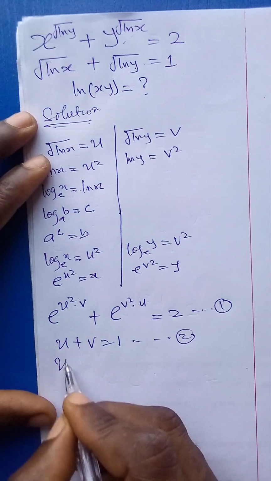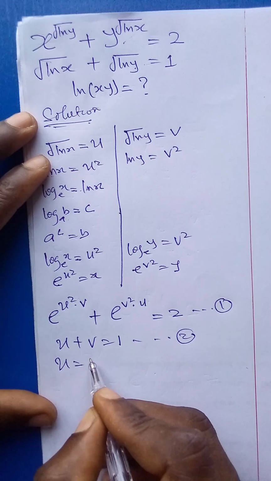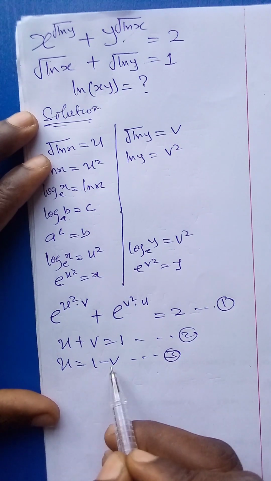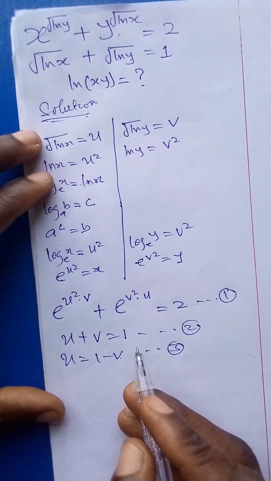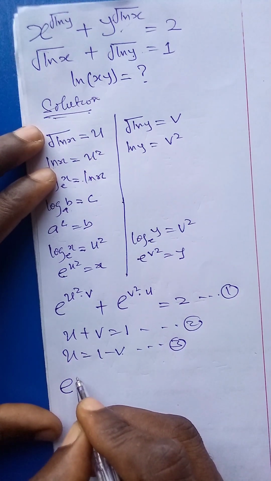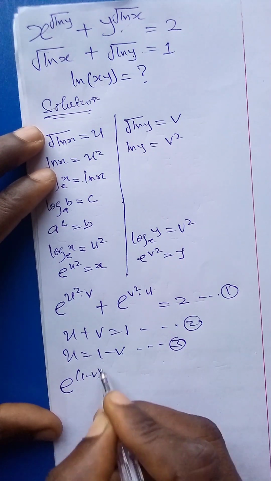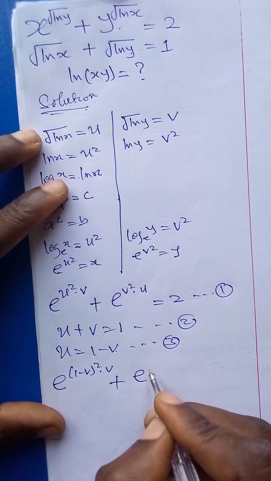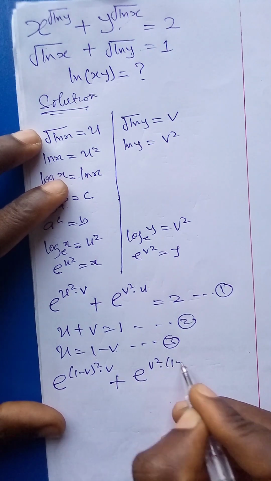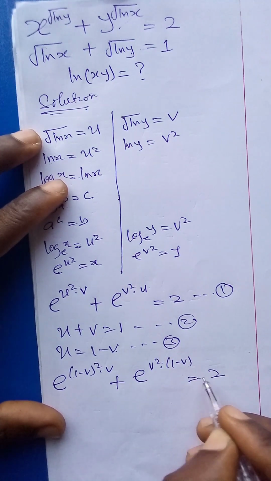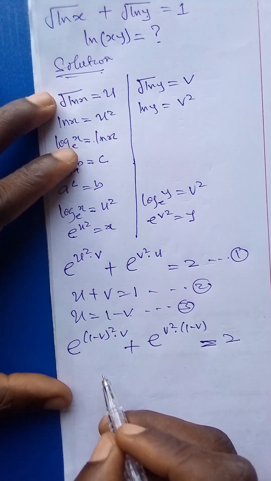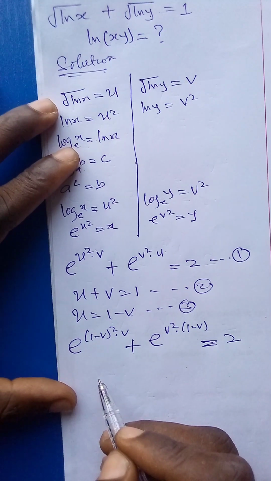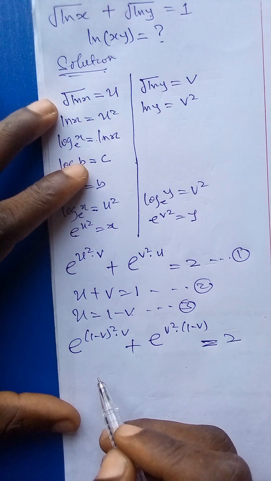I'm going to make u the subject of the equation in equation 2, that is 1 minus v. Let's call it equation 3. Then substitute 1 minus v for u in equation 1. It becomes e to power u squared, that is 1 minus v all squared, times v plus e to power v squared times 1 minus v is equal to 2. I am not going to open the brackets, because if I open the brackets, it will make the process a bit tedious. But what am I going to do?